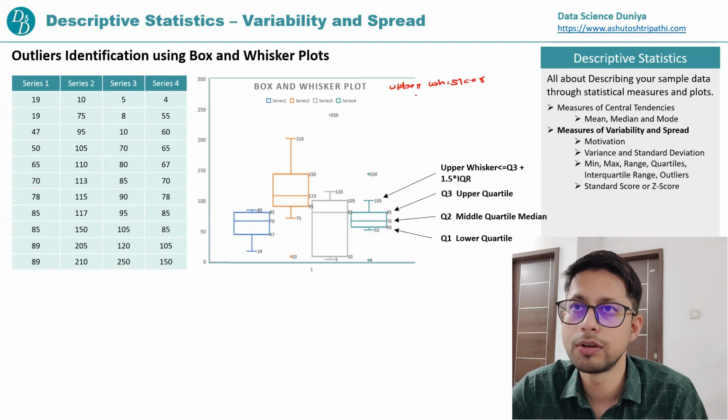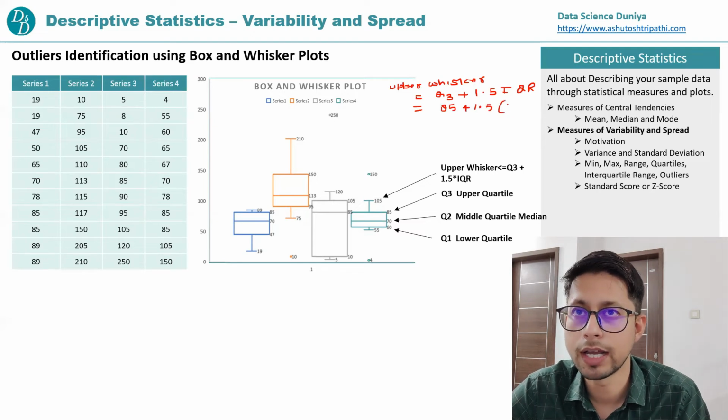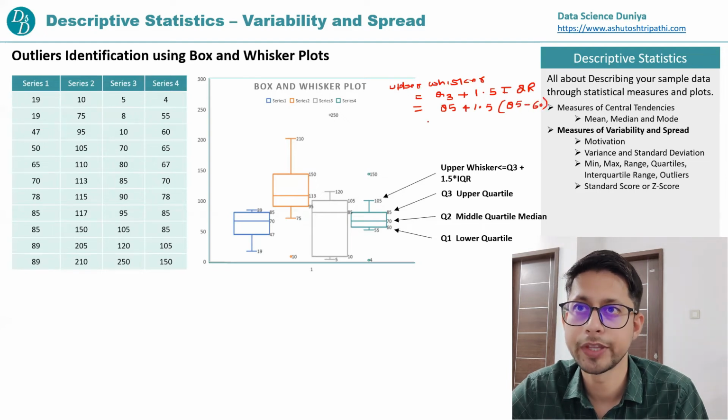So it will be: what is Q3 plus 1.5 times IQR? Okay, so what is the Q3 value? That is 85 plus 1.5 times IQR. What is IQR? IQR is Q3 minus Q1, so 85 minus 60. Correct? What will it come to? 85 plus 1.5 times 25. Okay.